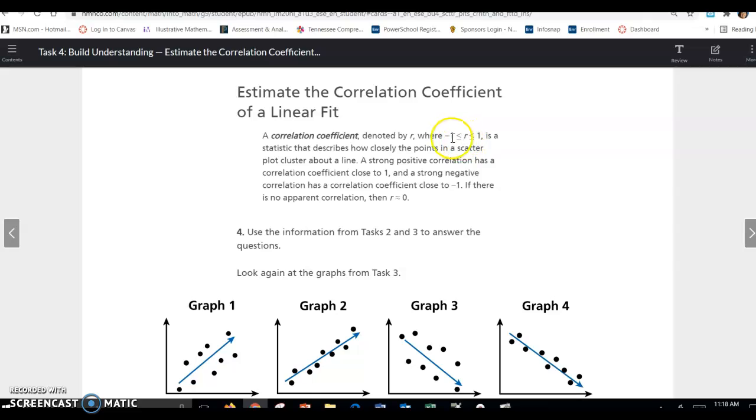Where R is between -1 and 1, it is a statistic that describes how closely the points in a scatter plot cluster about a line. A strong positive correlation has a correlation coefficient close to 1. And a strong negative correlation has a coefficient close to -1. If there is no apparent correlation, R is close to 0.